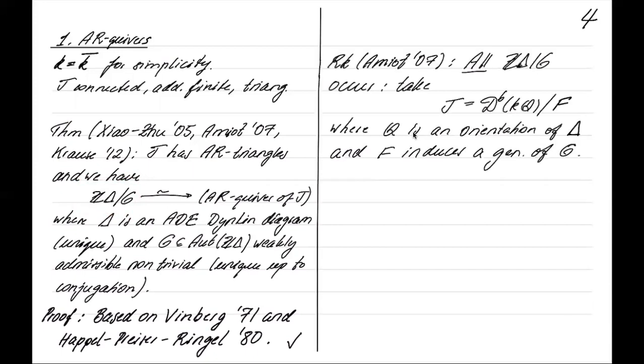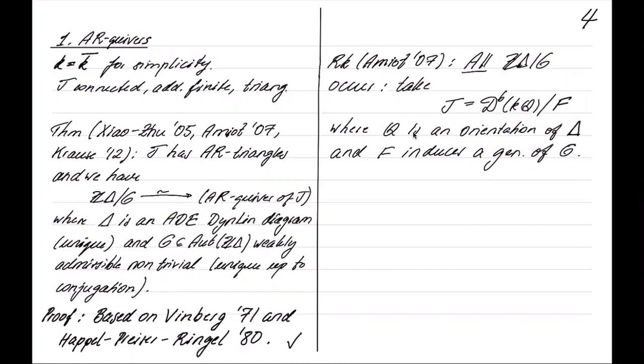This is an observation by Amiot in 2007, namely, if we want to construct an additively finite triangulated category with a given orbit quiver, all we have to take is the orbit category of the bounded derived category under an auto-equivalence, which lifts a generator of our weakly admissible group. Yes, Riedtmann has classified all these weakly admissible automorphism groups. They all turn out to be cyclic, so we can just take such an orbit category under a unique auto-equivalence.